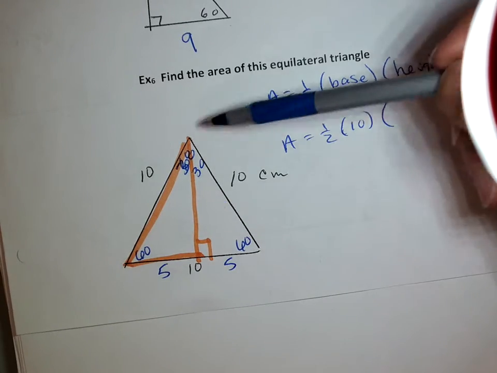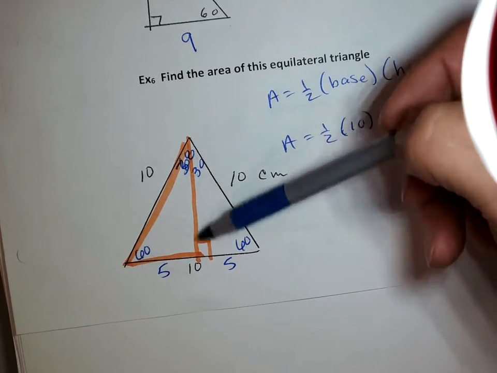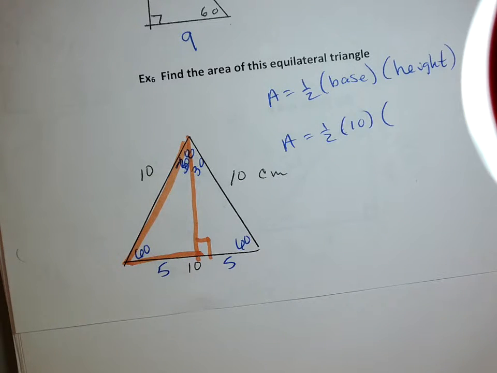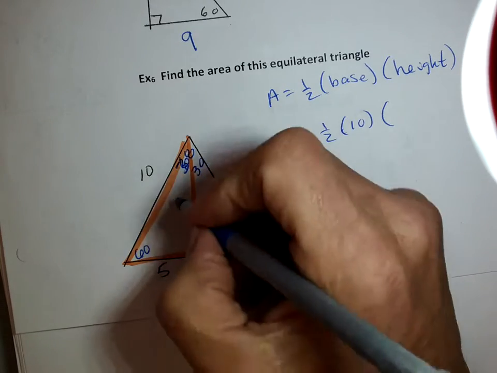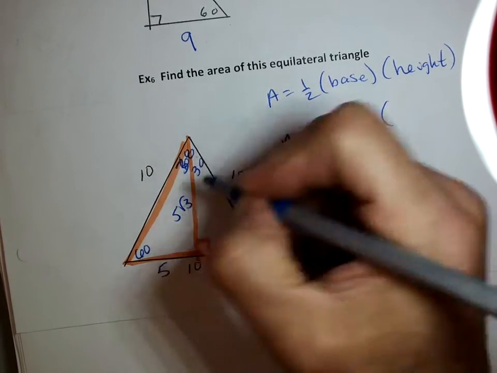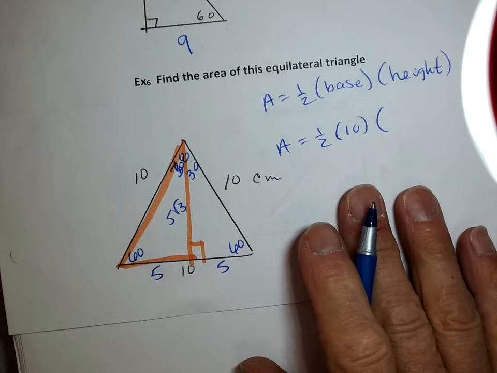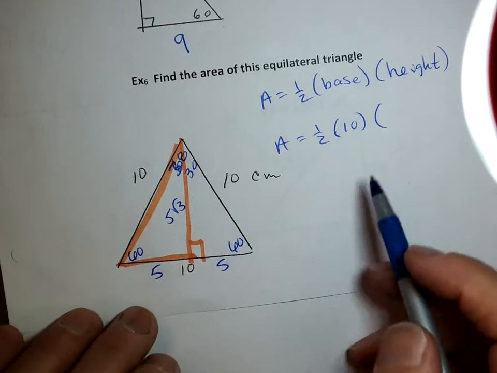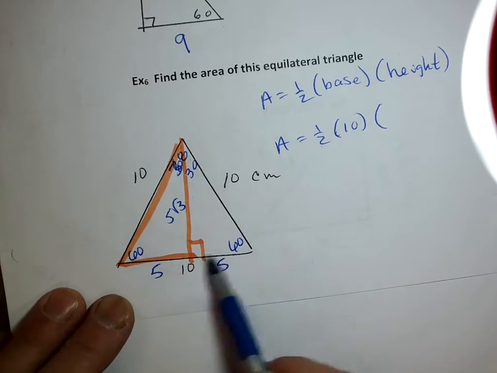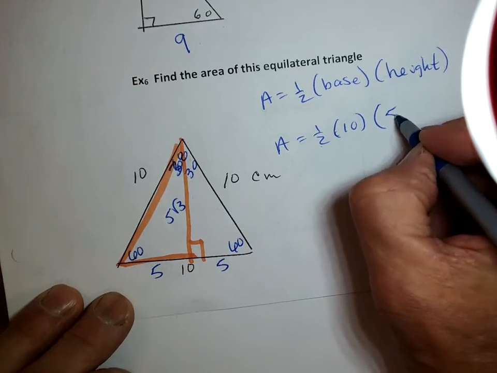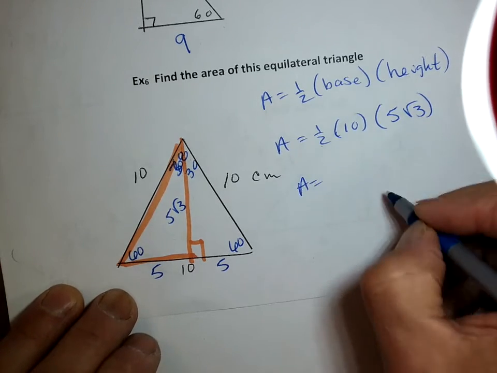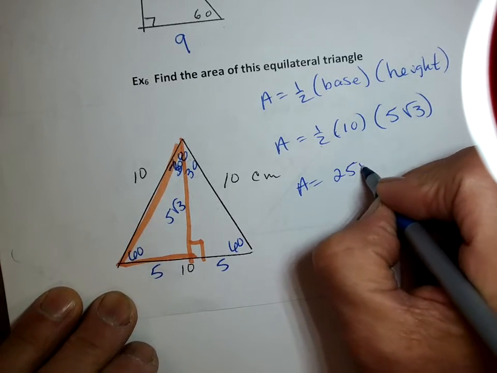Then the height is what? 5 square roots of 3, because it follows my rule, doesn't it? So then the height of the triangle is 5 square roots of 3. One more time. So the area is 1/2, base is 10, times my height, which is 5 square roots of 3. If I want an exact answer, I'd have 25 square roots of 3.